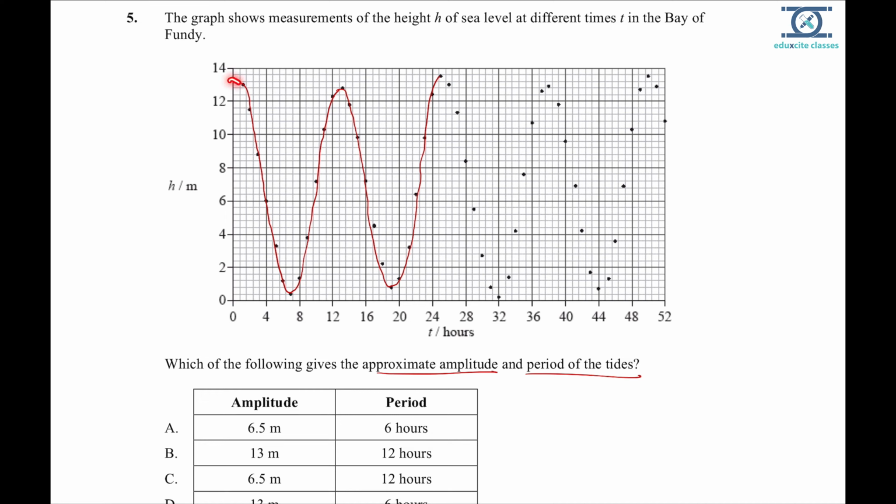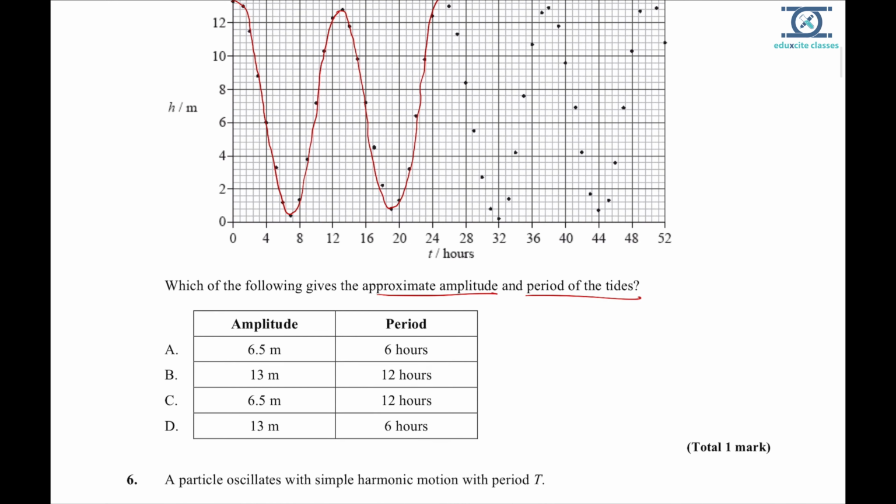So if you see, the mean position is halfway between the wave. So this is the complete wave. So halfway will be somewhere around this part. Somewhere around this is from 13 and this is from 0, so something around 6.5. This will be the midpoint. So the amplitude will be this, which is around 6.5. So options B and D are incorrect.